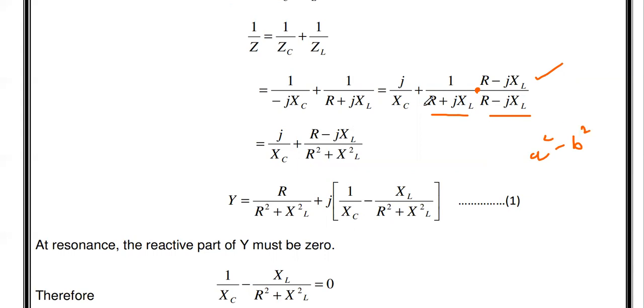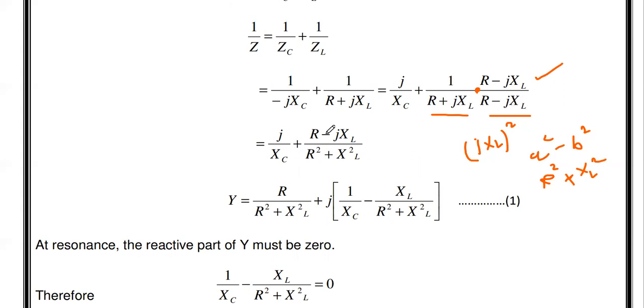So here what is A? R squared. And what is B? B is jXL, so jXL the whole squared, so j squared XL squared. What is j squared? It's minus 1. So minus of minus becomes plus, so R squared plus XL squared. This is the product of this denominator term.